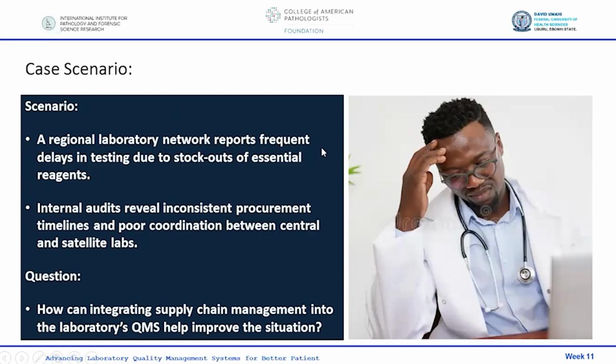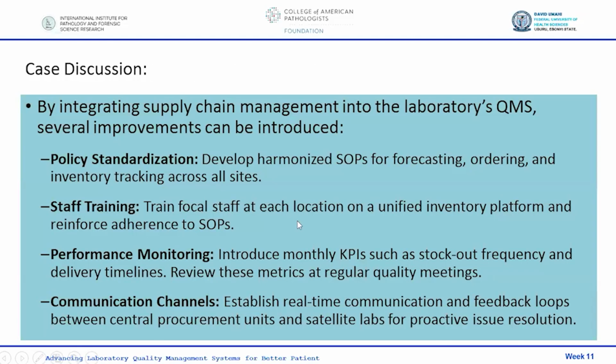So there is a frequent delay in testing due to stockouts of essential reagents. Then an internal audit is done, and it shows that there's inconsistent procurement timelines because of poor coordination between central and satellite labs. So what's the solution? By integrating supply chain management into the laboratory QMS, several improvements can be introduced. So the lab that is having this challenge, what you have to do is to integrate some principles of supply chain management into its QMS.